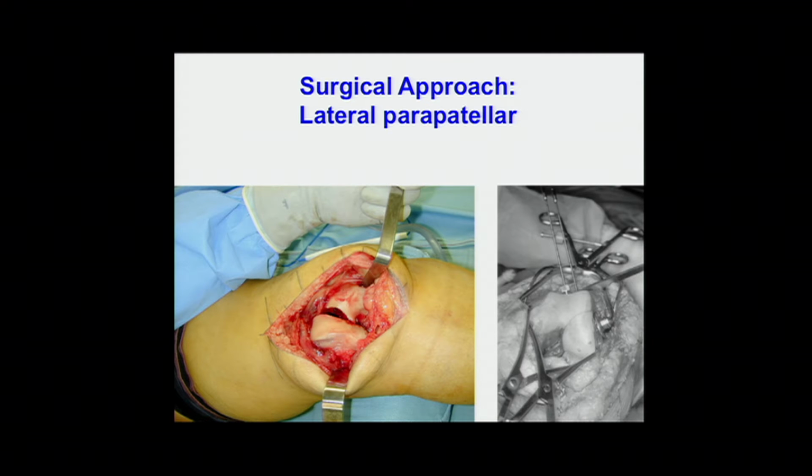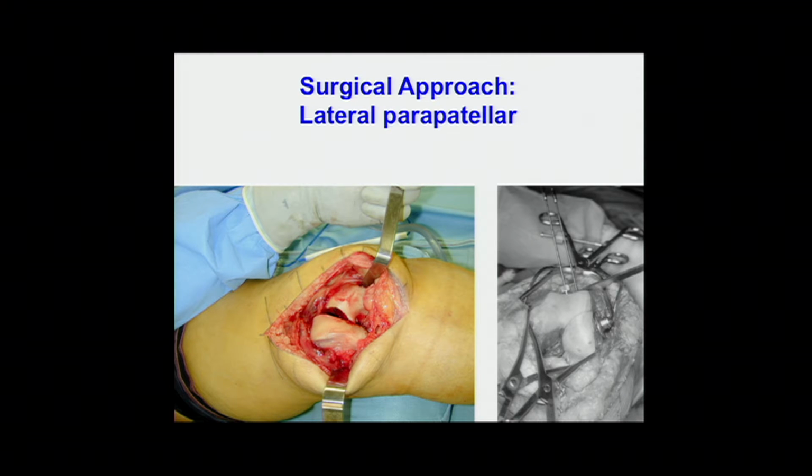So we kind of found that direct lateral approaches are really not optimal for visualizing these injuries. Kind of find that you need a significant amount of knee flexion in order to be able to see the fracture exit point and to accurately reduce the joint.